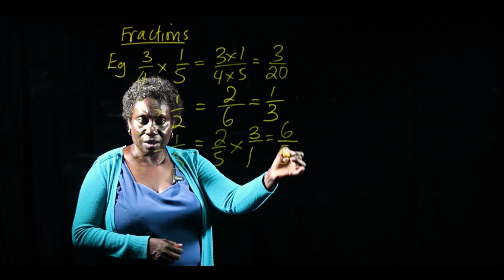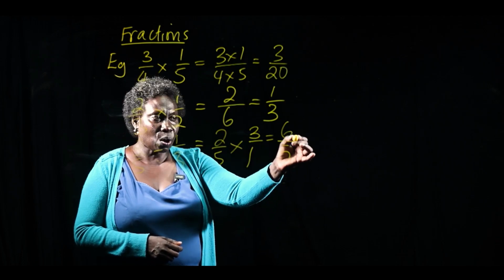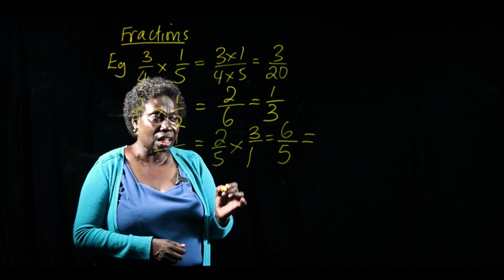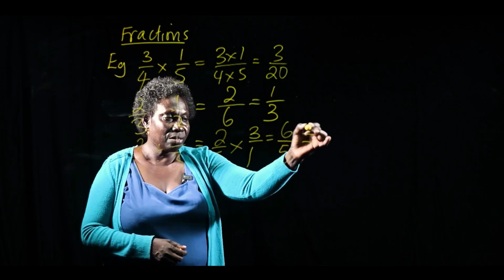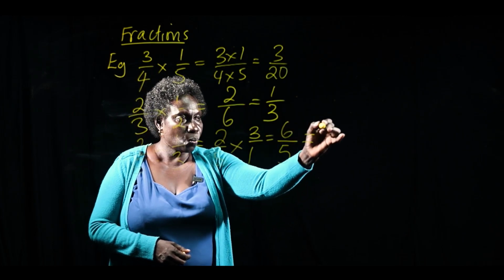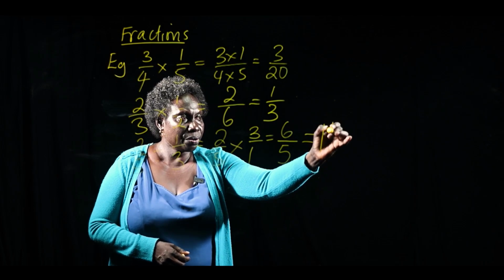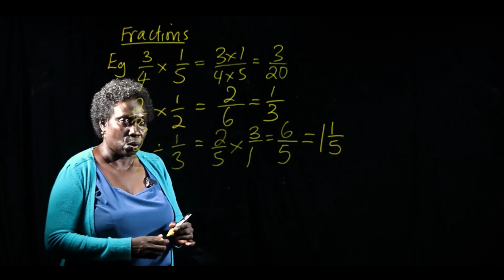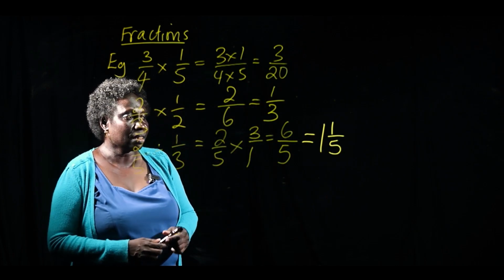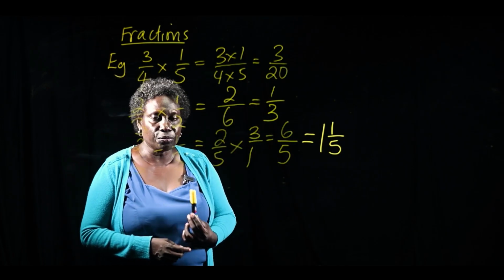Now, 6 on 5 is an improper fraction, so we are going to change that to a mixed number. We divide 6 by 5. 6 divided by 5 is 1, and 1 remains, so we write that 1 over 5. So, our final answer is 1 and 1/5.